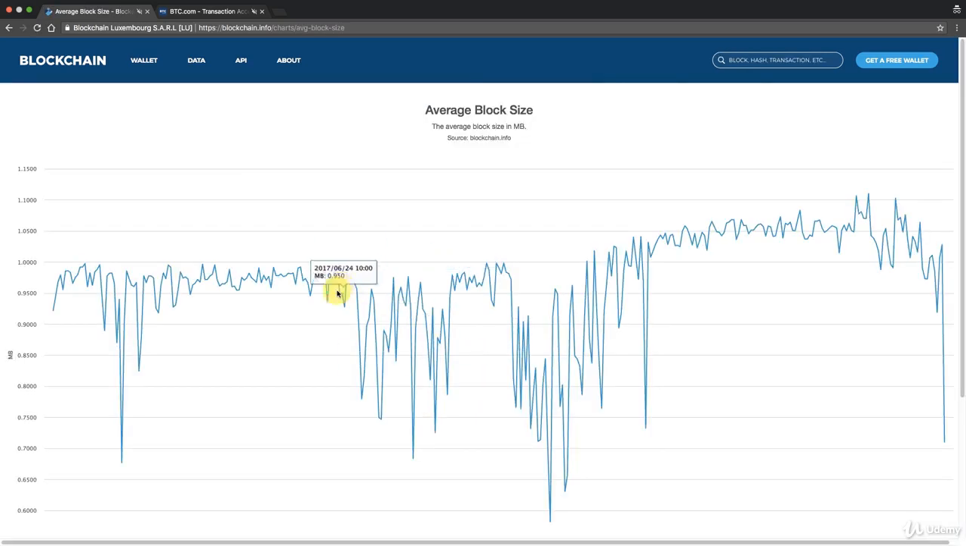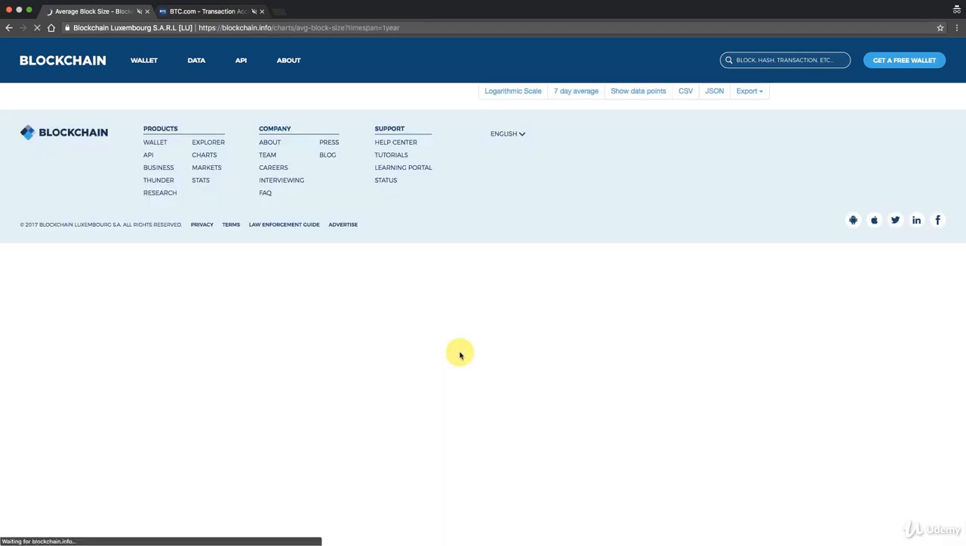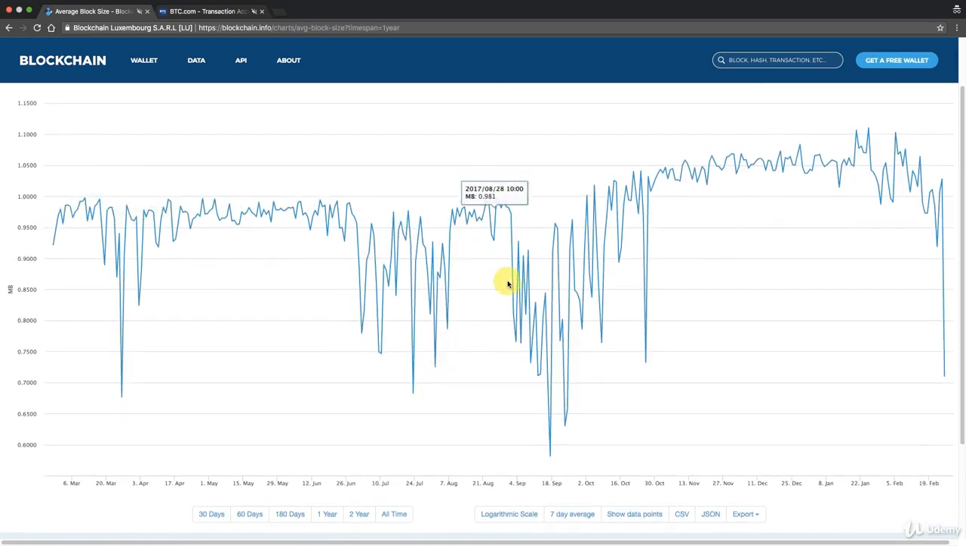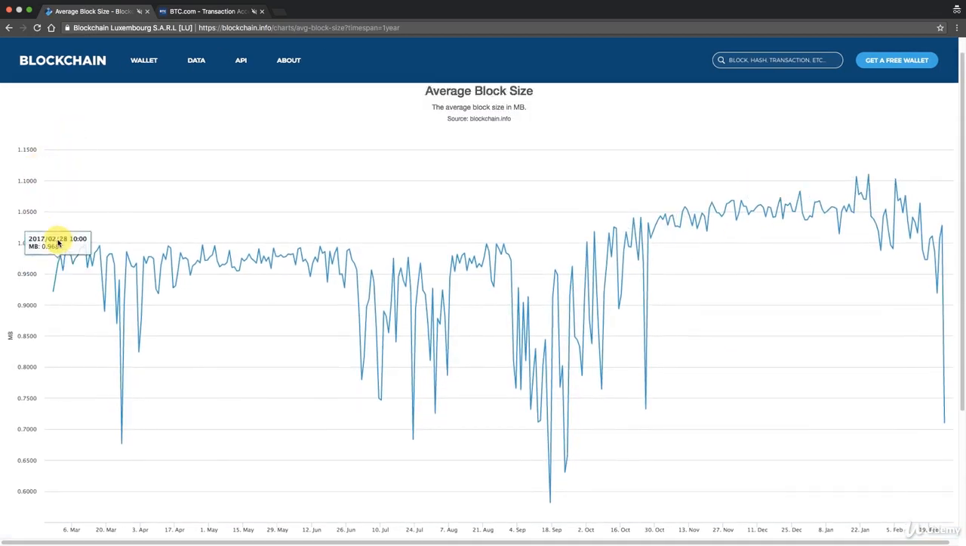See, that should be more or less consistent because the maximum block size is 1 megabyte or so. So more or less all the time, this chart should be around 1 megabyte. Sometimes things happen, I guess, but it doesn't go up to 2 megabytes or down to consistently half a megabyte. It's always around 1 megabyte.